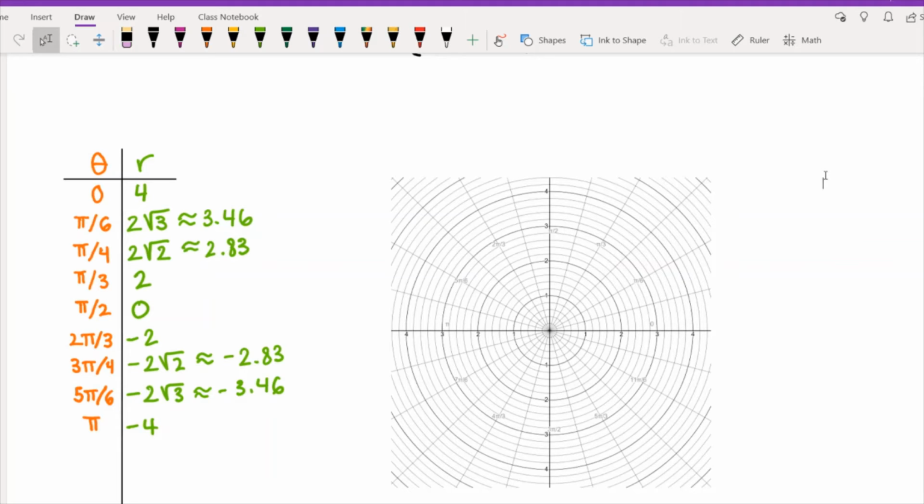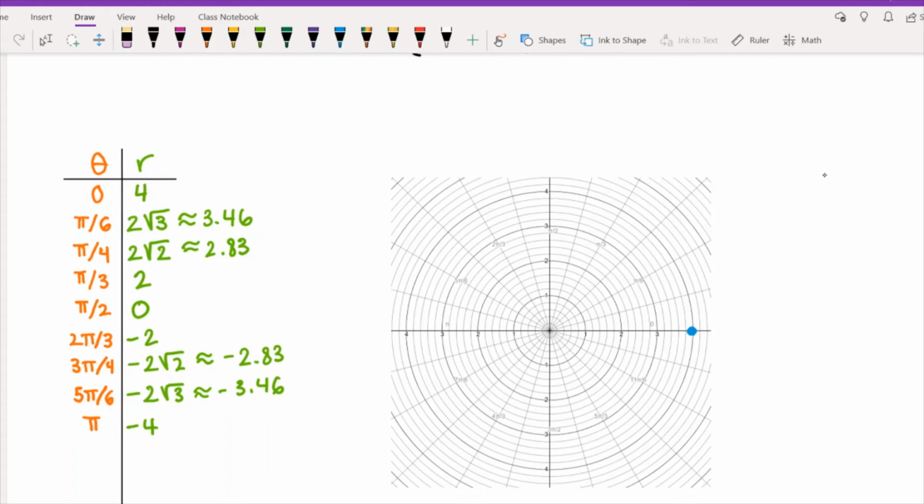So for example, if we wanted to plot this point, 0, 4, that means we go to an angle of 0. And so what does an angle of 0 look like? It is just flat here. And then we go to an r value of 4. And so that means that our graph is going to have a point here.